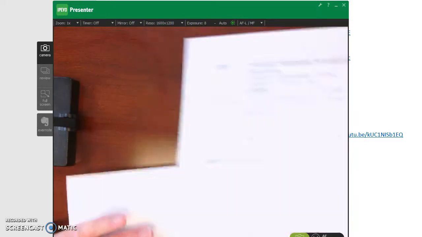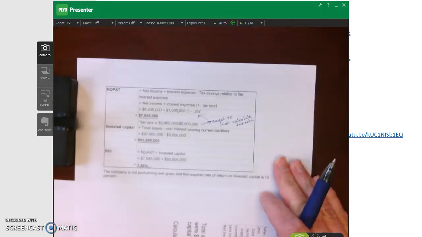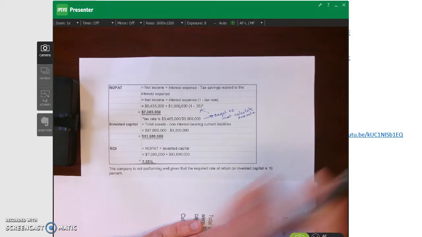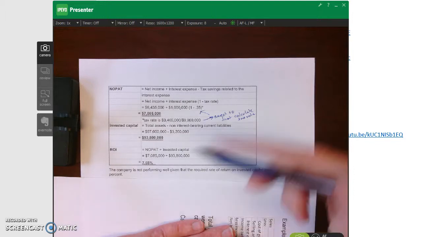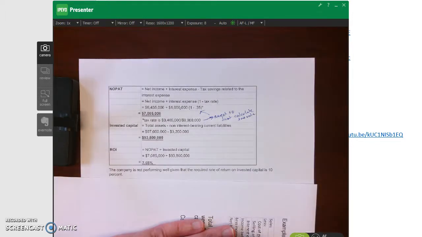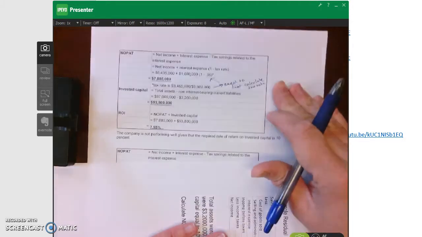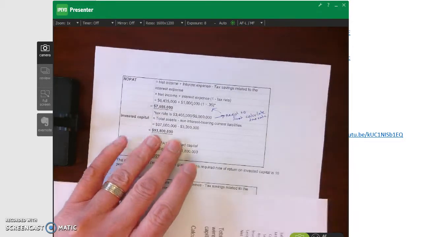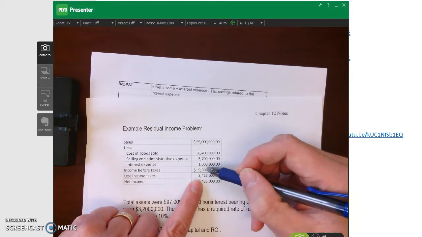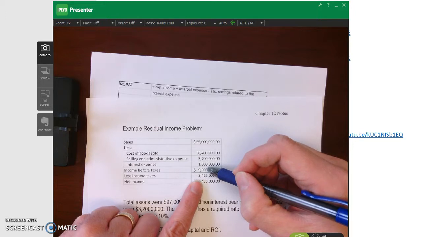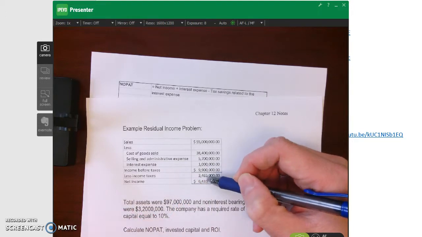So we look at the solution. The first thing you actually have to do, because this one's a little bit trickier, is calculate the tax rate. You may have had a few problems with that, although we did talk about it in the first lecture video where we covered how to calculate NOPAT. We have to take our income taxes as a percentage of our income before taxes to figure out what the tax rate is.